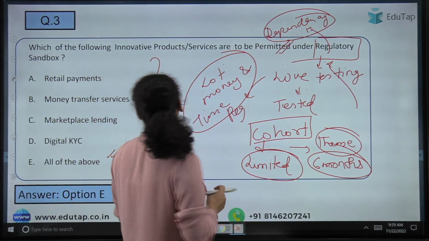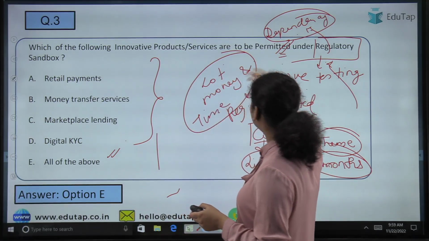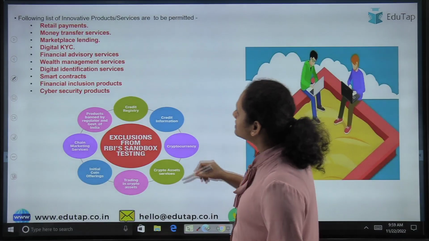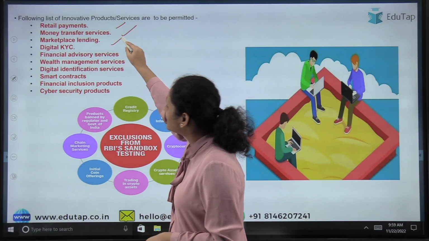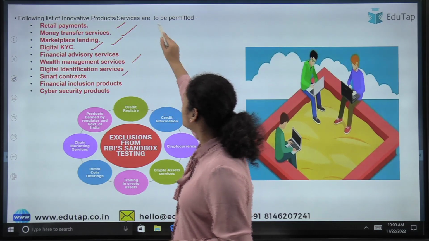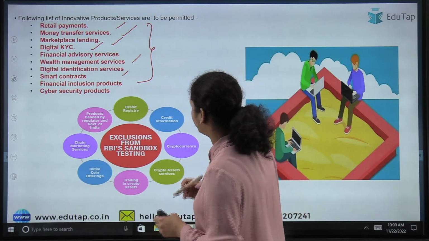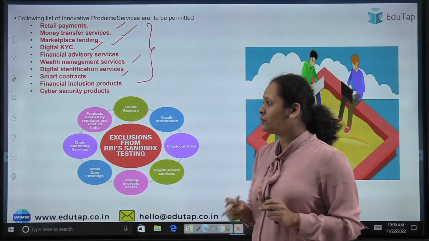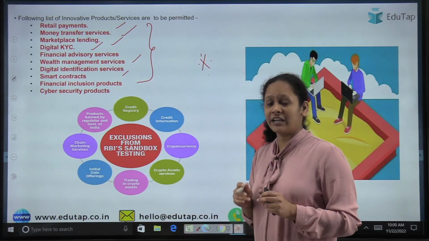And now moving ahead, this question asks which of the services are permitted in regulatory sandbox. See, retail payments, money transfer, marketplace lending, digital KYC, wealth management, smart contracts, all these are permitted activities under regulatory sandbox. ठीक है. And there are few activities which are not permitted under the ambit of regulatory sandbox.